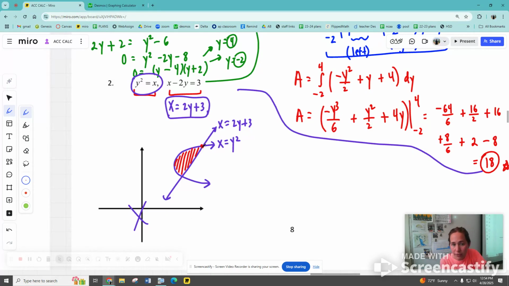We need two y values. We can either go in and use Desmos or use a graphing calculator or set these two expressions equal to one another and solve by hand. So you get y squared equals 2y plus 3. And this is just for intersection points. And this will be good because it'll give us the y values that we need.